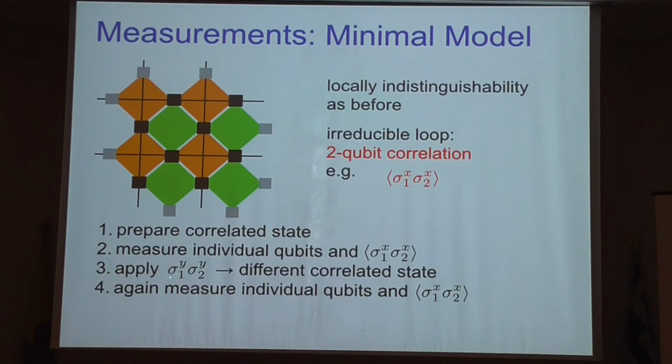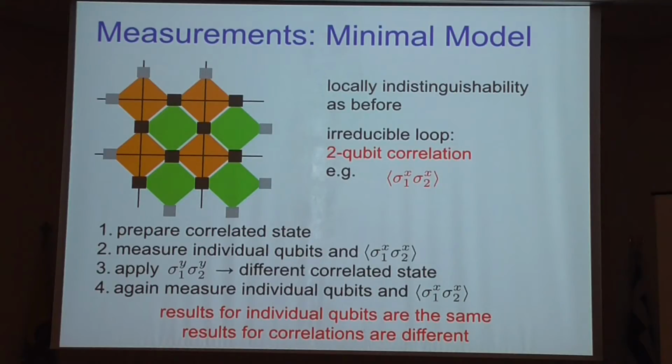Then I apply 2 Paulis along the same irreducible loop, which should get me to a different topologically ordered state. And I measure again the individual qubits and these 2-qubit correlations. Whereas the individual qubits should then still give the same result, the 2-qubit correlations should be different. So that would be a protocol for testing topological order.